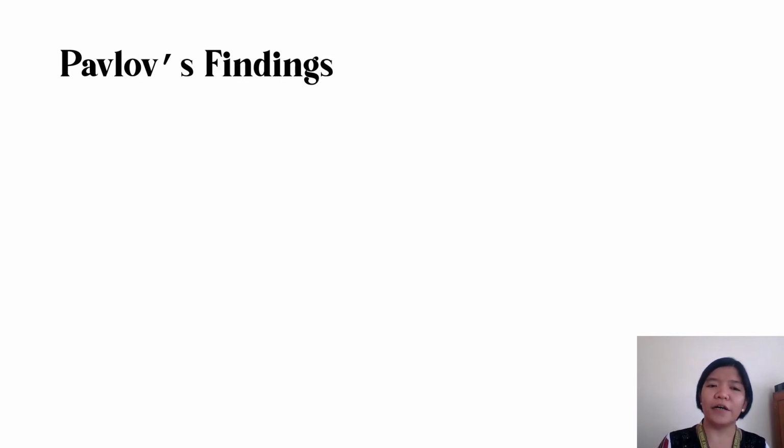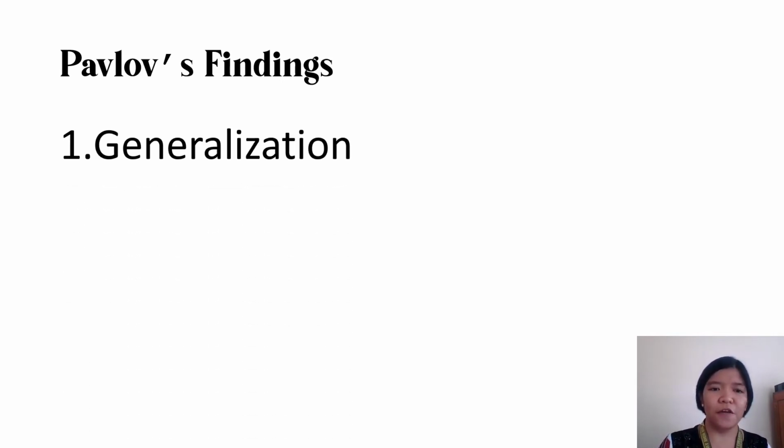So what are the findings of Pavlov? First one, generalization. When, for example, once the dog hears ringing, even though it is not from a bell, for example, ringing of a phone, or the bell from the church, di ba? Mas malakas yung bell sa church kaysa sa small bell. He would generalize that he will be getting a piece of meat. So that is generalization.